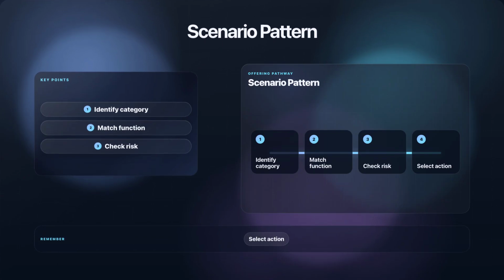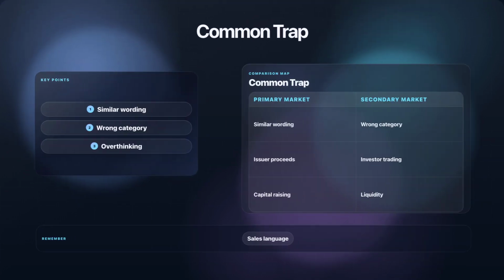A typical scenario gives you a few facts and asks for the best interpretation or action. Do not start with the answer choices. First, classify the situation. Then, connect it to the rule, product, participant, or market function being tested. Do not treat private placements as freely tradable public offerings.